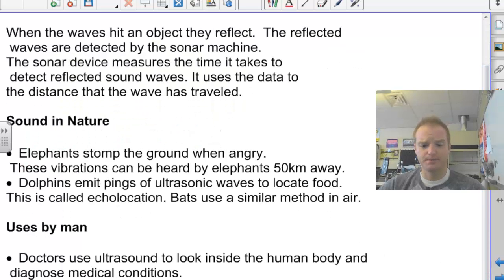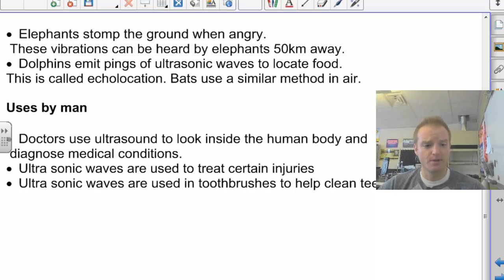So now how do we use it? Obviously we talked about sonar. We can produce ultrasonic waves to look inside the human body. A lot of times to produce a sonogram, the picture of the baby before it's born would be a sonogram. But that's using those ultrasonic waves to create that image.